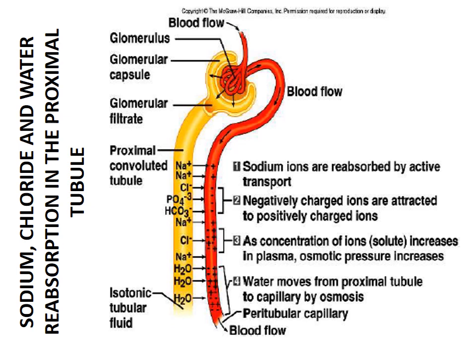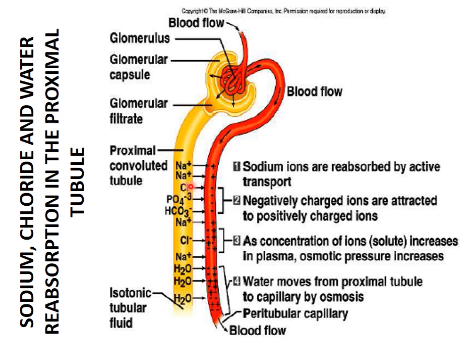This is a diagrammatic representation of the various processes of reabsorption taking place in the nephron. You can appreciate that here sodium ions are reabsorbed by active transport. Negatively charged ions are attracted to positively charged ions. Now what will happen is, sodium, a positively charged ion, is moving out of the tubule. So this will attract the chloride ion because it is negatively charged.